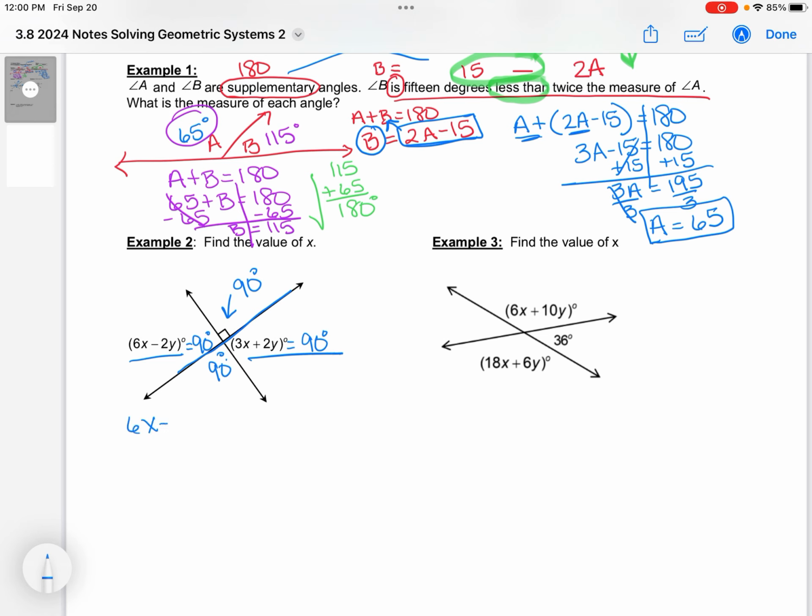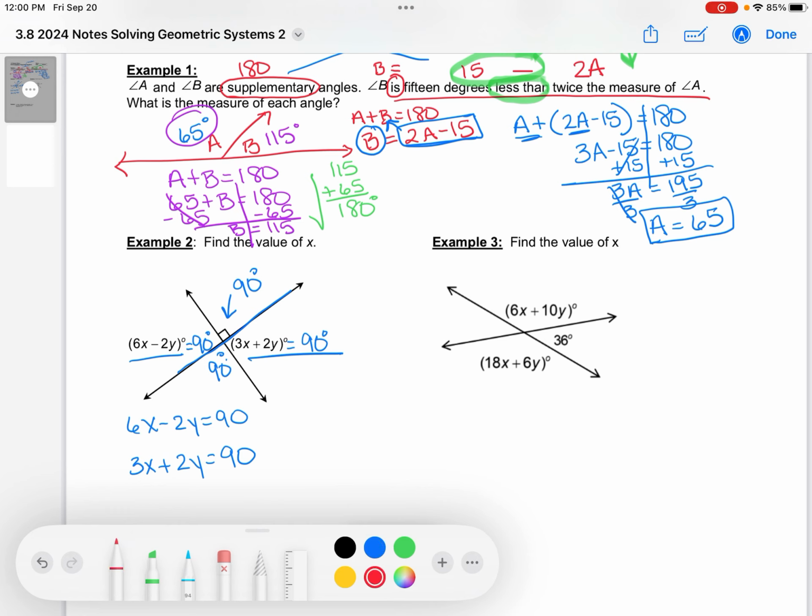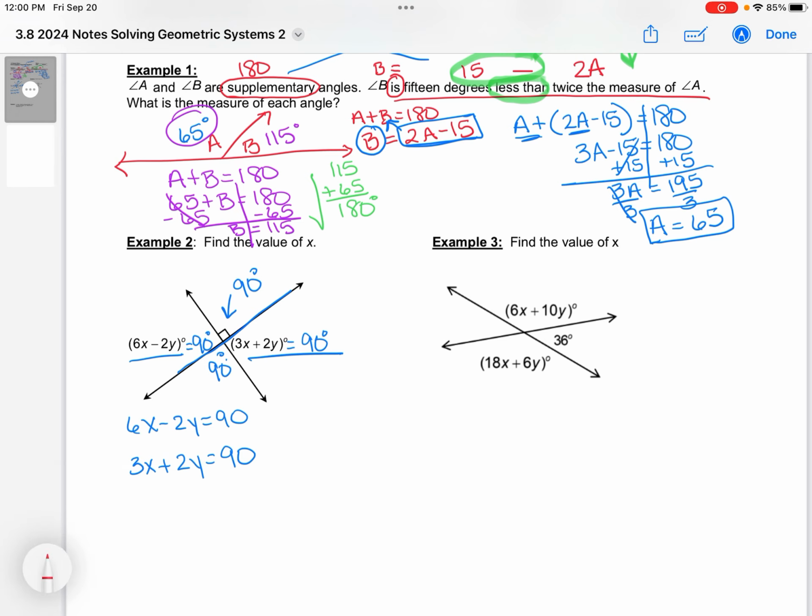So I have 6x minus 2y equals 90. And I have 3x plus 2y equals 90. So just by looking at them and trying to figure out which one is going to be easiest to solve, I'm thinking I'm going to solve this one for y, because then I'll divide by 2, and I think it'll work out nicer. So I'm going to put 6x minus 2y equals 90.